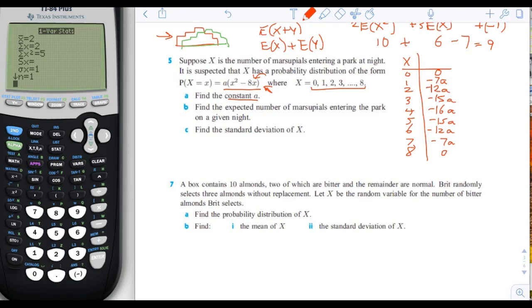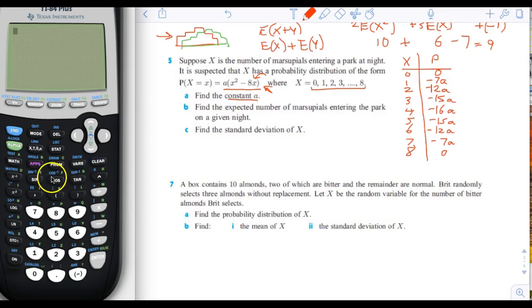I'm going to add up all of these probabilities, not knowing a yet. And so it'll be -7, minus 12, minus 15, minus 16, minus 15, minus 12, minus 7. And that will give me one big coefficient multiplied times a. Okay. So I'm going to do 7 plus 12 plus 15, I'm just going to add those first three up for now, and it'll give me 34.